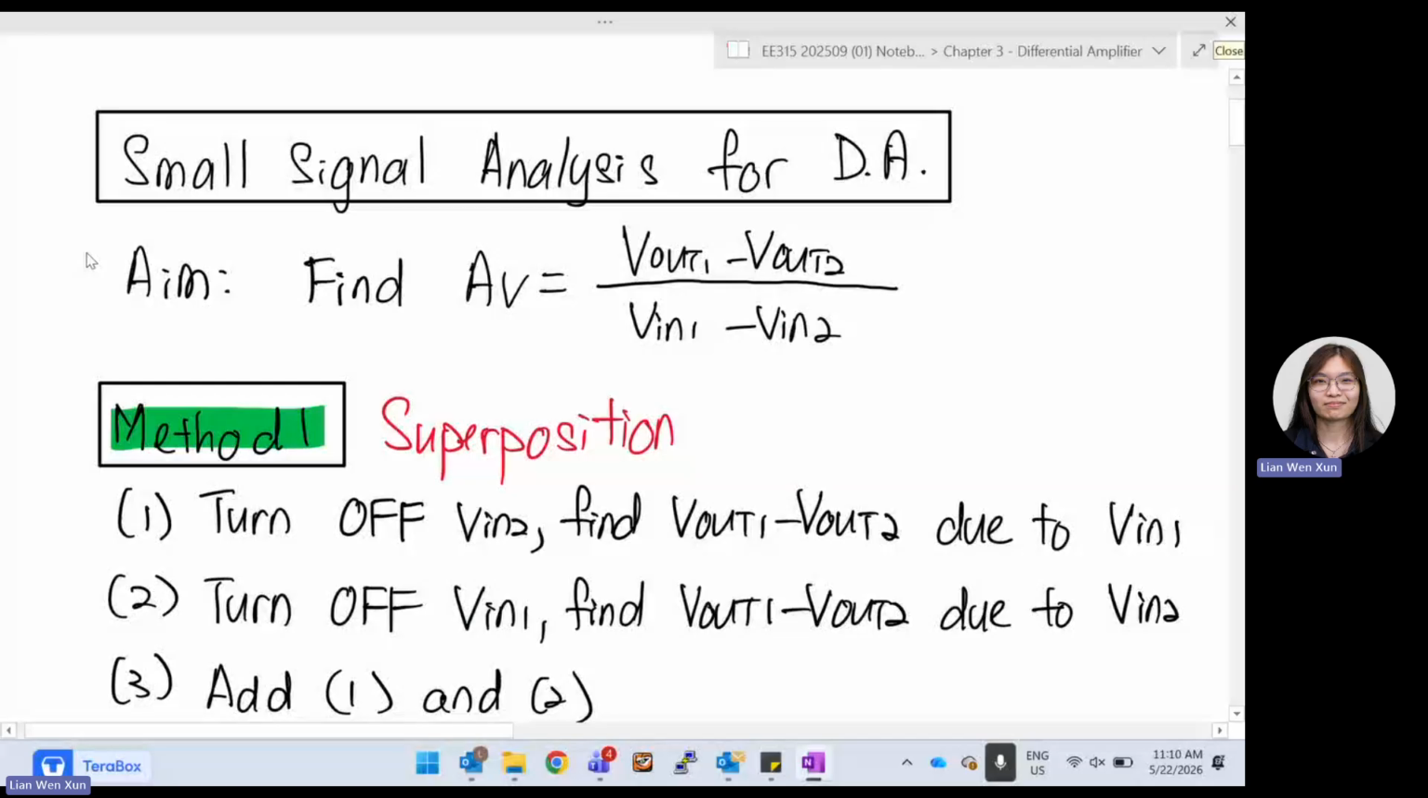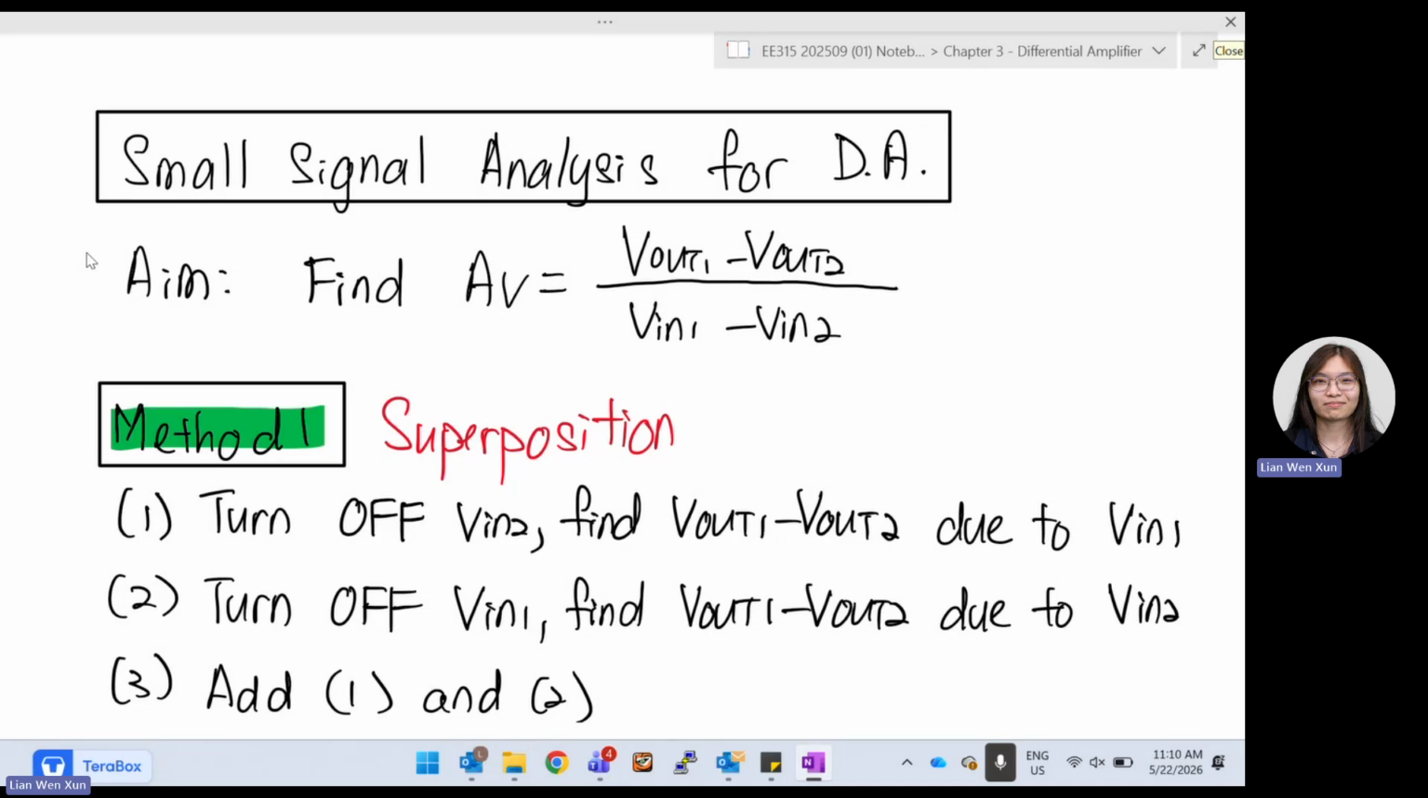Okay, let's start. So we stopped at small signal analysis for differential pair. We have done differential pair. We roughly know how it works in DC. Now we are going to use small signal analysis in differential amplifier.